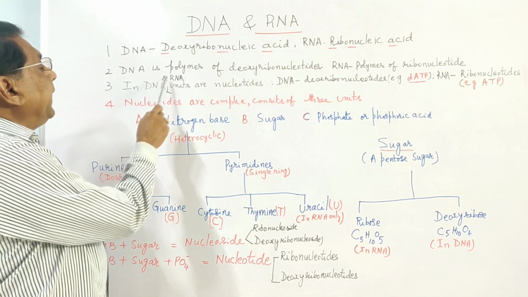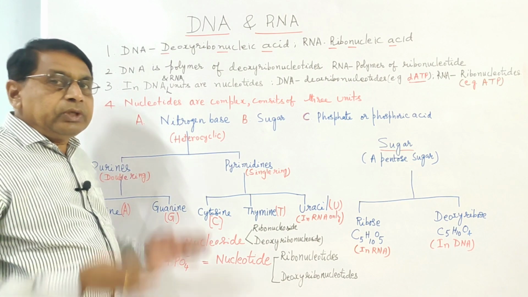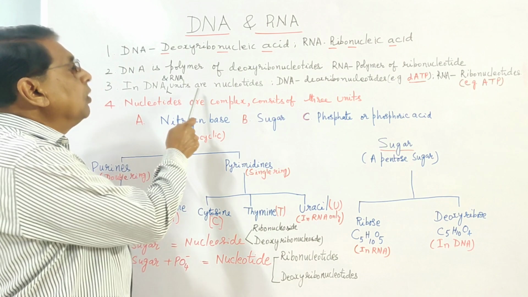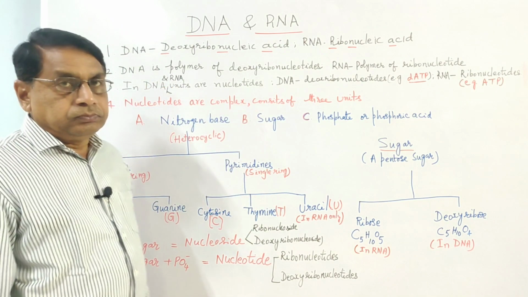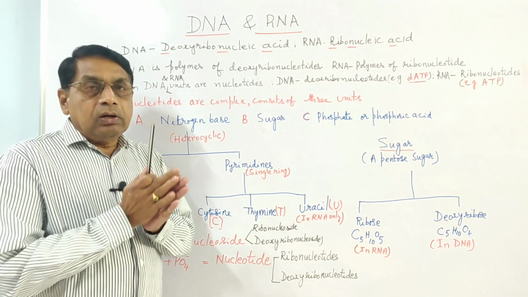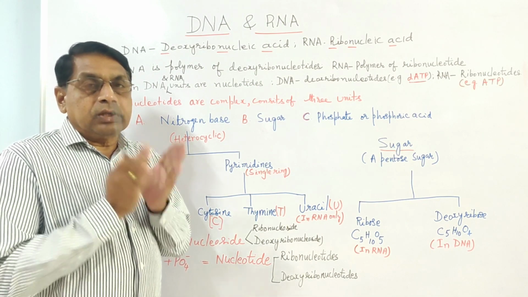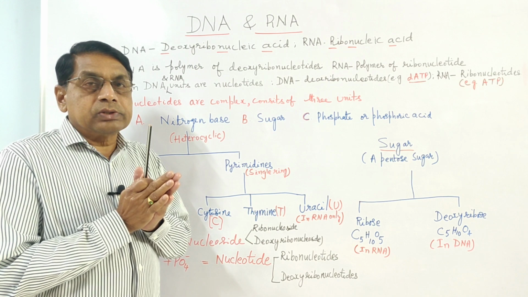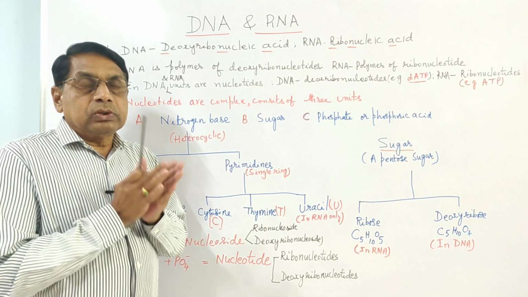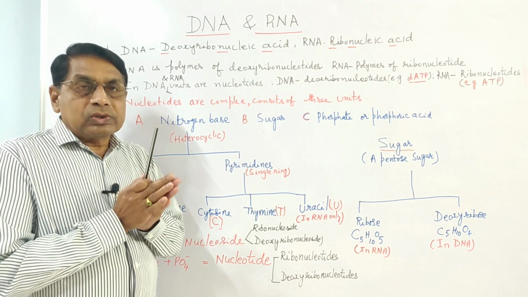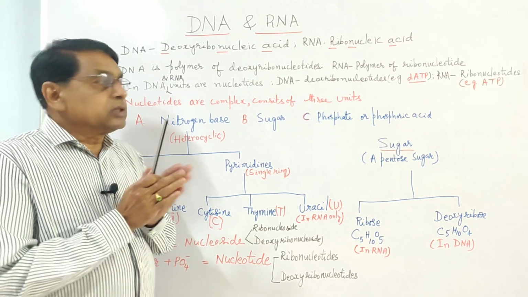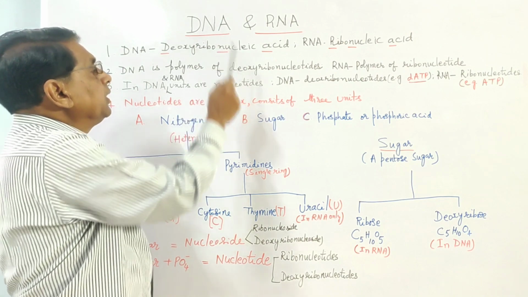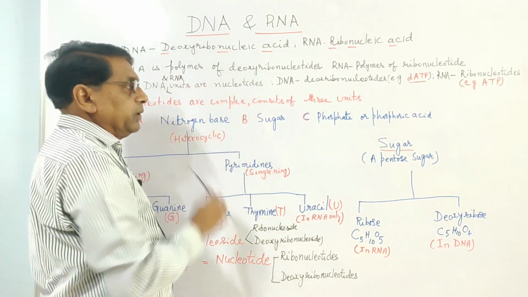In DNA and RNA, basic units are nucleotides. This is a very important point. What are the units of the RNA, DNA? Nucleotides. What are the units of the carbohydrates? Glucose or monosaccharides. What are the units of proteins? Amino acids. Similarly, units of the DNA are nucleotides.